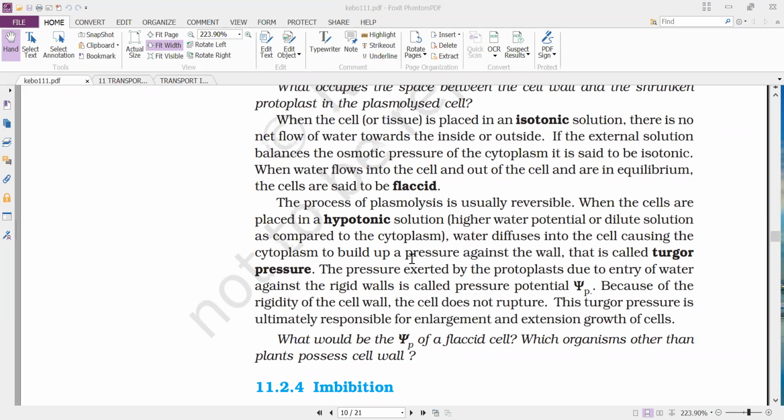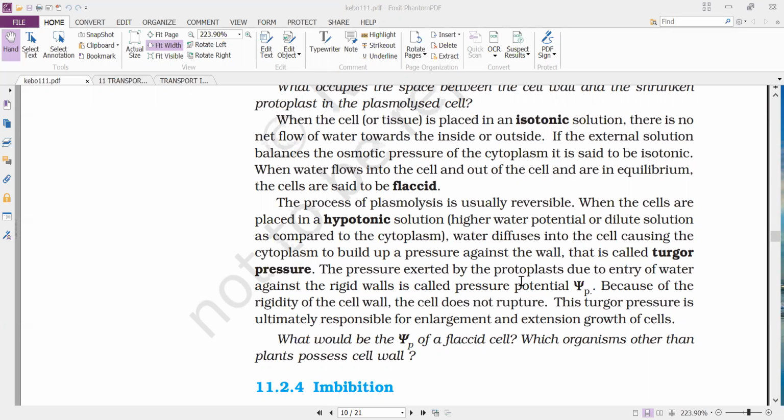Because if you place it in an isotonic solution, there is not much pressure. But as we are placing it in a hypotonic solution, the cytoplasm, or the plasma membrane, will exert some pressure on the cell wall. This pressure we call turgor pressure. The pressure exerted by the protoplast, here meaning the cell membrane, due to the entry of water against the rigid walls is called pressure potential.